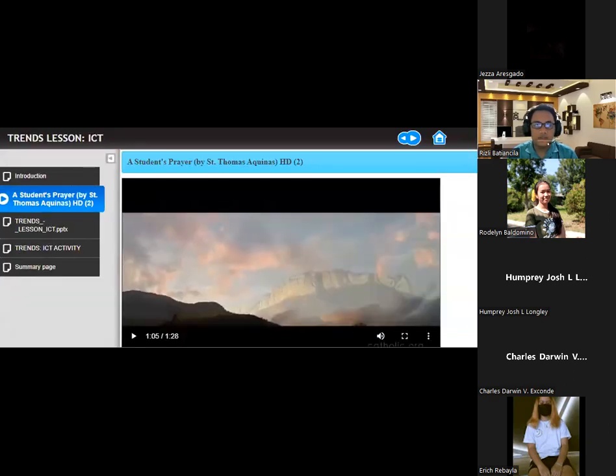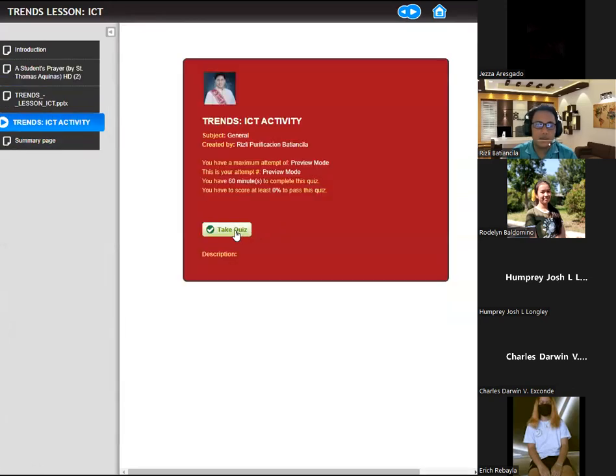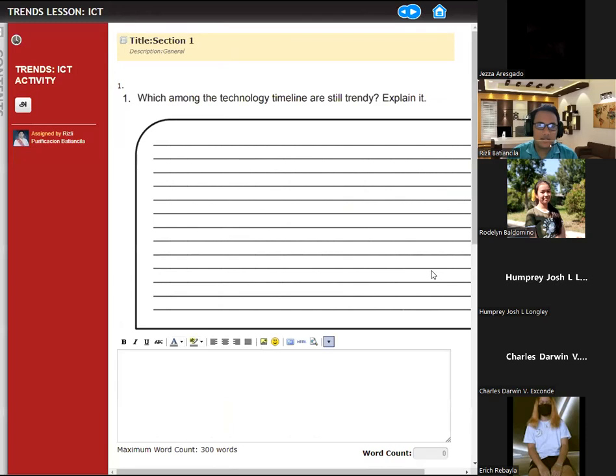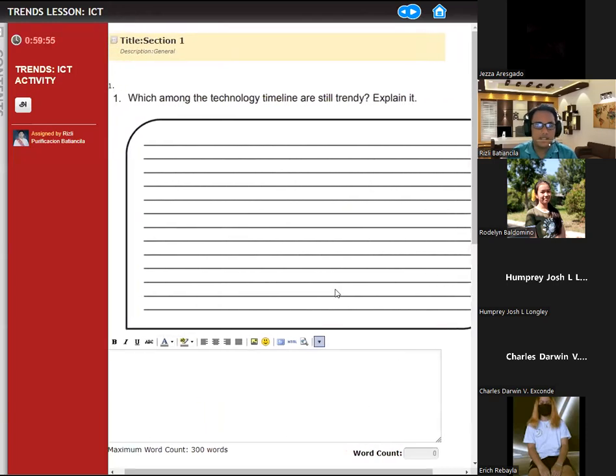So I would like you to go to your Genia account entitled Trends Lesson ICT. And then at the bottom part of it is your activity. No password is needed. This is just a 2-item activity for a total of 20 points. This is just an essay type. Okay, you're just going to answer the questions and justify your answer.